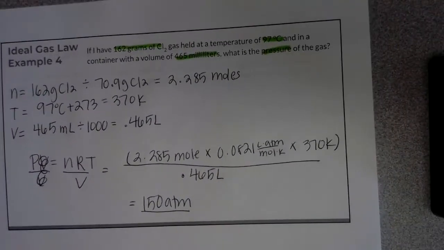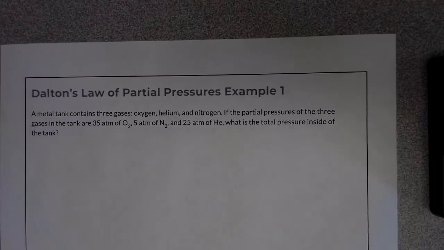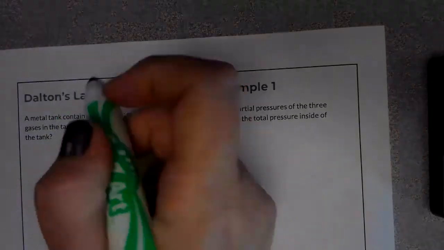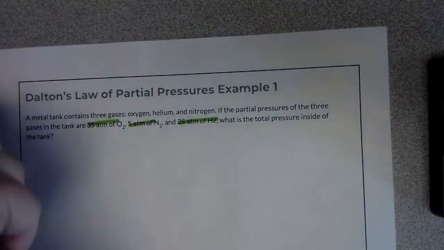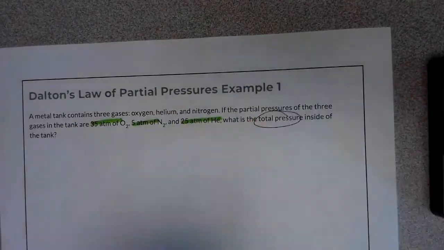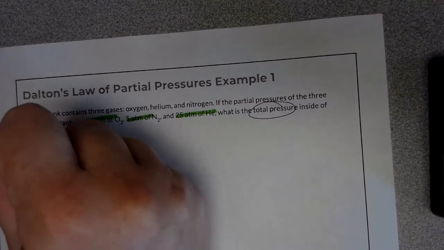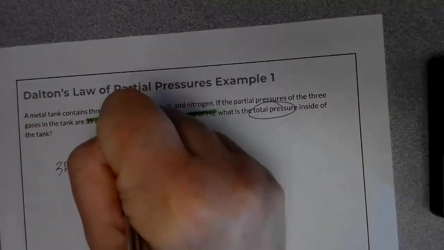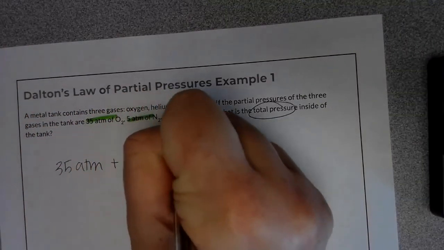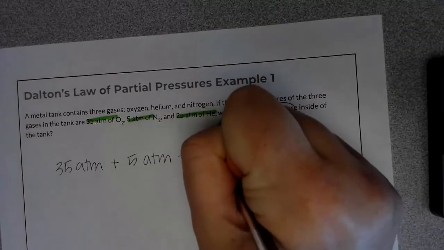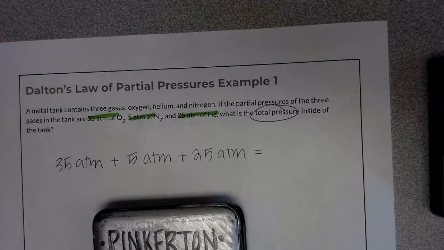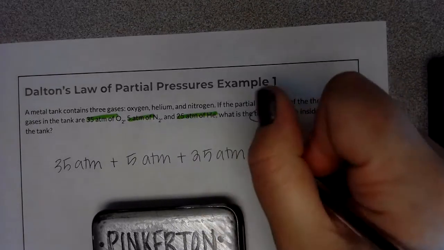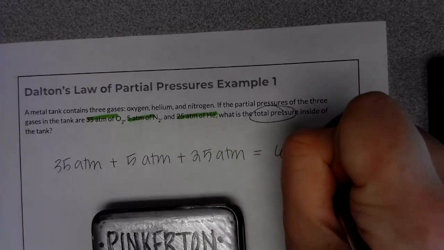So let's go ahead and do two of these. The first one, I'm told I have 35 atm of oxygen, 5 atm of nitrogen, and 25 atm of helium. And we want to know the total pressure. So that just means I'm going to add 35 atmosphere plus 5 atmosphere plus 25 atmosphere. And what is that? 65? 35 plus 5 plus 25? Yep. So that's going to give me a total pressure of 65 atmosphere.